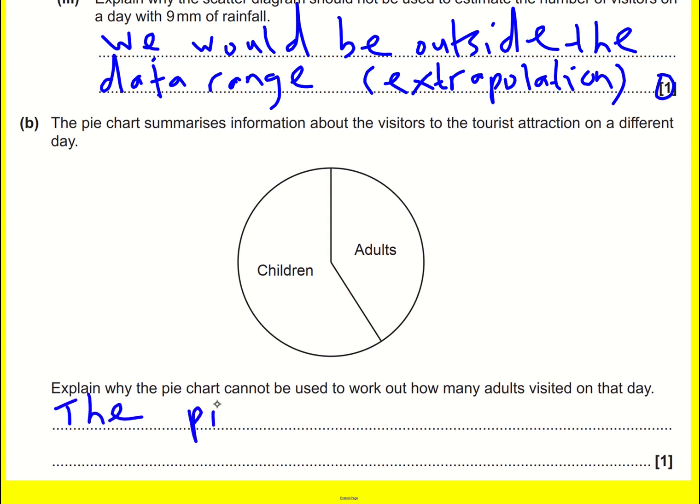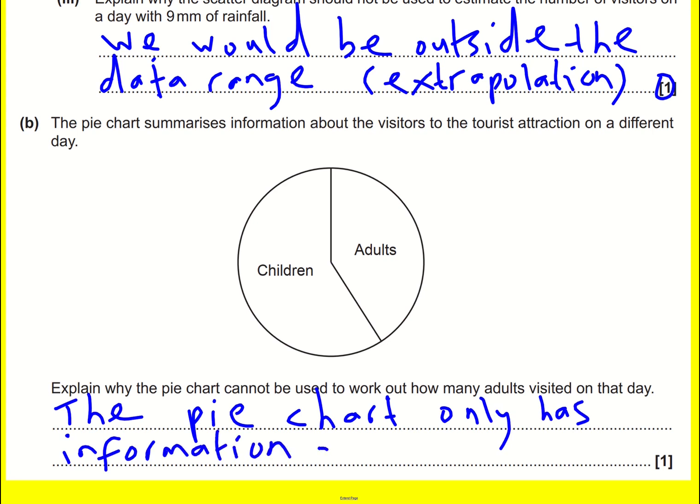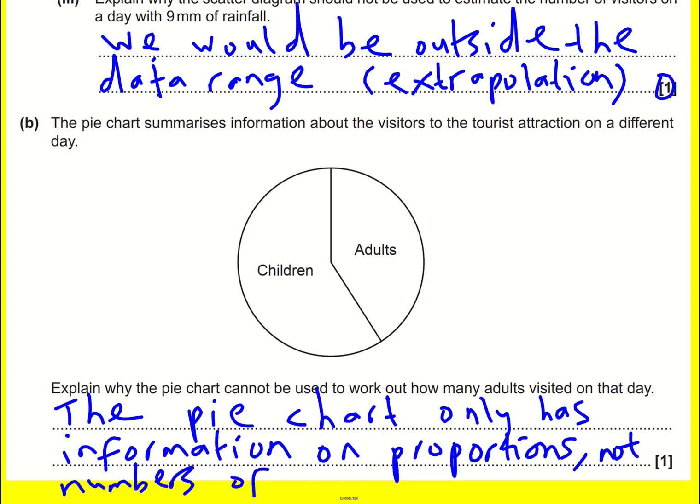The pie chart only has information on proportions, not numbers of people. If we knew how many people there were in total, then yeah, that's absolutely fine, but we don't.